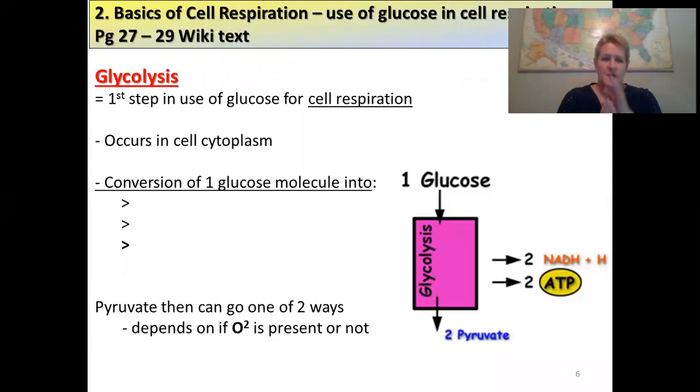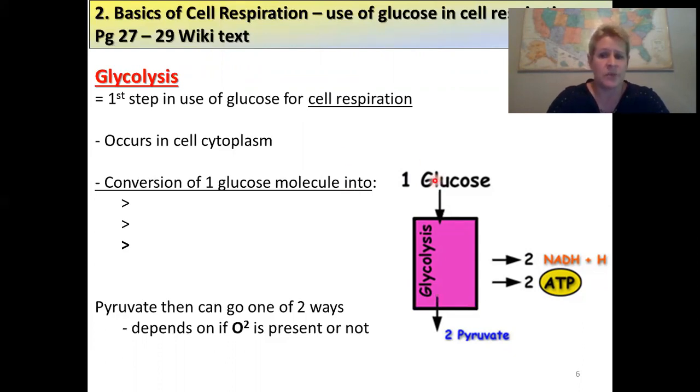So let's start with glycolysis, and this we'll get through for Monday's lecture. So this is the use of glucose to make ATP. That's what glycolysis is. Okay, it's the first step in cellular respiration. So it occurs in your cell's cytoplasm, and cell cytoplasm is the fluid portion of the cell that surrounds all the organelles and everything. And really what happens is I made a simplified diagram right here.